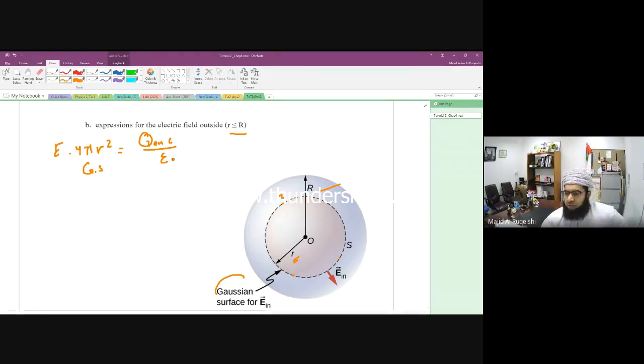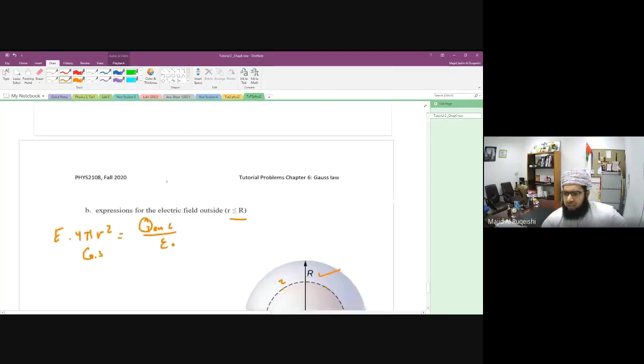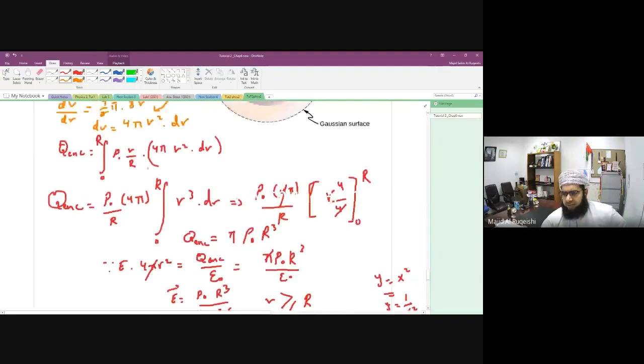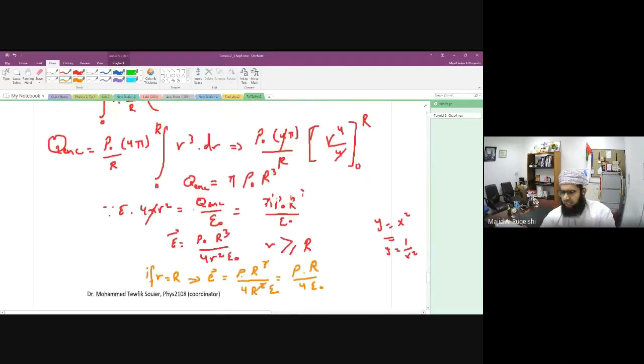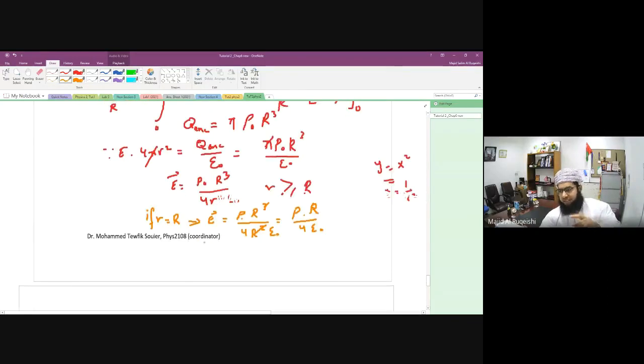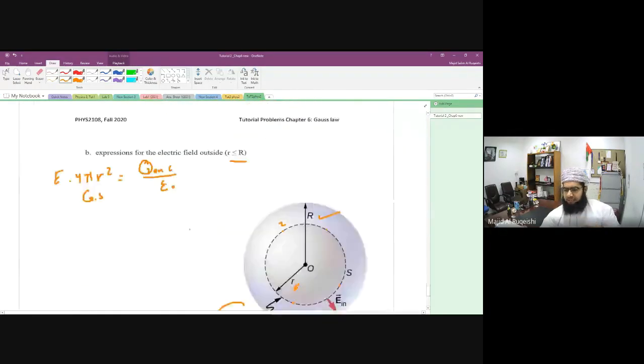But how can we find Q enclosed? Can we use directly this Q enclosed from here? Can we go ahead and say, I think we did everything and it's easy, it's here? I'm asking you now, students. I don't want you to sleep yet. Can we use just directly this Q here? Yes, we can.